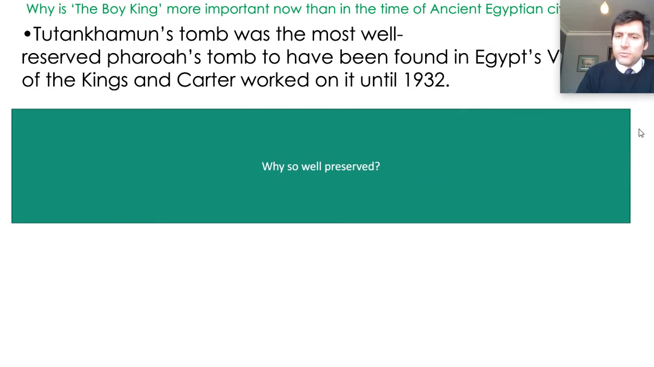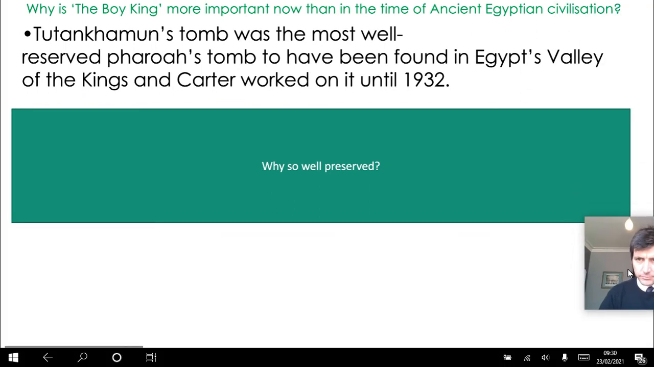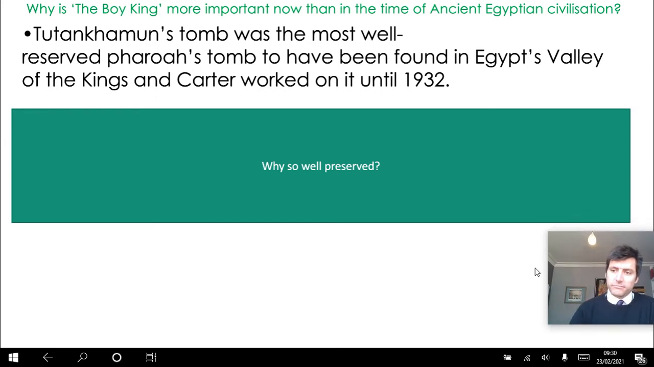So his tomb was the most well preserved tomb that had been found in the Valley of the Kings, and 10 years after discovering it, Howard Carter worked on it. Why do you think it was so well preserved? Lots of the other ones were found. Why do you think his was so well preserved? Why had nobody gone into it and found it and taken it apart? Why do you think that? Think for a second. Somebody else. Why do you think nobody had gone in there and found his tomb?